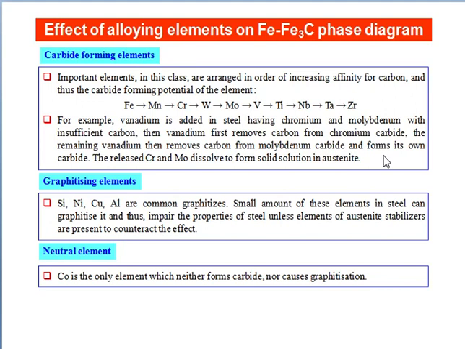Graphitizing elements. Silicon, nickel, copper, and aluminium are common graphitizers. Small amounts of these elements in steel can graphitize it and thus impair the properties of steel, unless austenite stabilizer elements are present to counteract the effect. Neutral element. Cobalt is the only element which neither forms carbide nor causes graphitization.